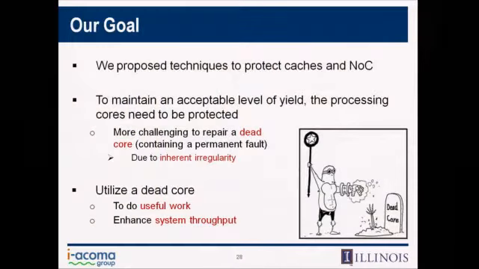For example, in a network on chip, all the routers look the same. In the cache, pretty much everything is SRAM. So it's easier to have redundancy-based techniques to repair these structures. Here, we're trying not to rely on a redundancy-based approach and to use an alternative to make the dead core do something useful and enhance the system throughput. In the next few slides, I'm going to describe how we're trying to exploit a functionally dead core to achieve better system throughput.